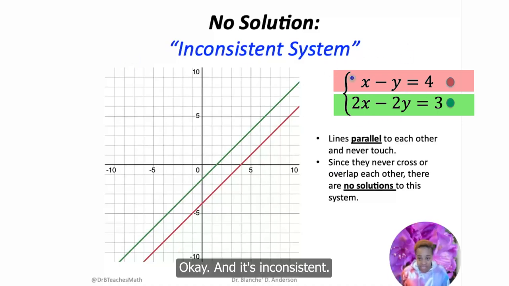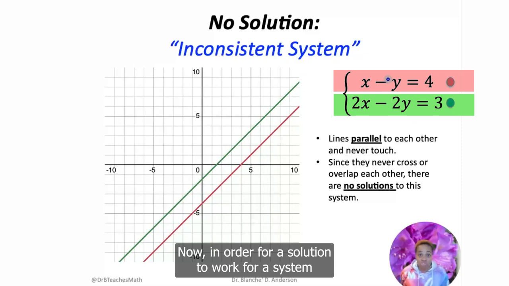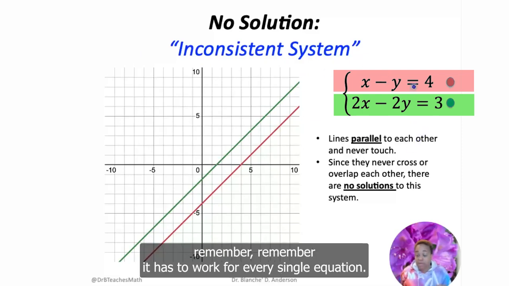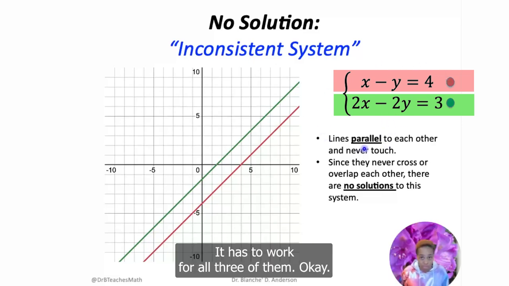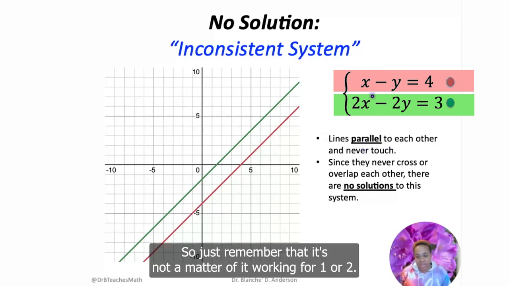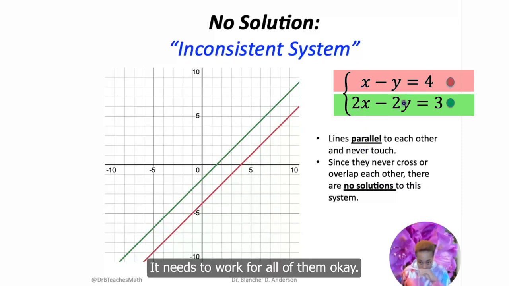And it's inconsistent. Now, in order for a solution to work for a system, remember, it has to work for every single equation. So if you have three equations, it can't just work for two of them. It has to work for all three of them. It's not a matter of it working for one or two. It needs to work for all of them. So that's what they look like graphically.